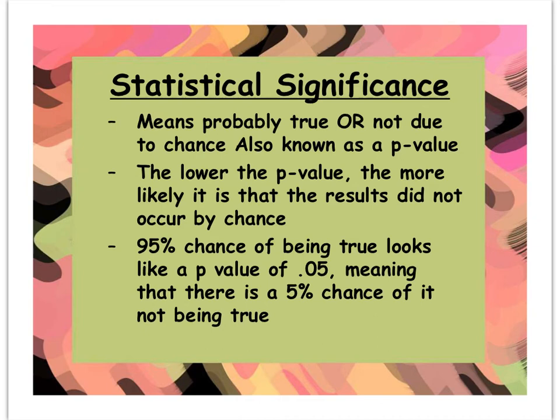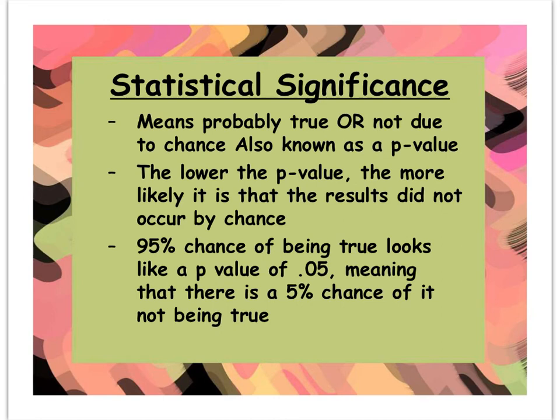So I'll give you an example here. A 95% chance of being true looks like a p-value of 0.05, meaning that there's a 5% chance of it not being true. And on a very basic level, I'll explain where these numbers are coming from. To find the significance level of something, you're going to subtract the number shown from 1.